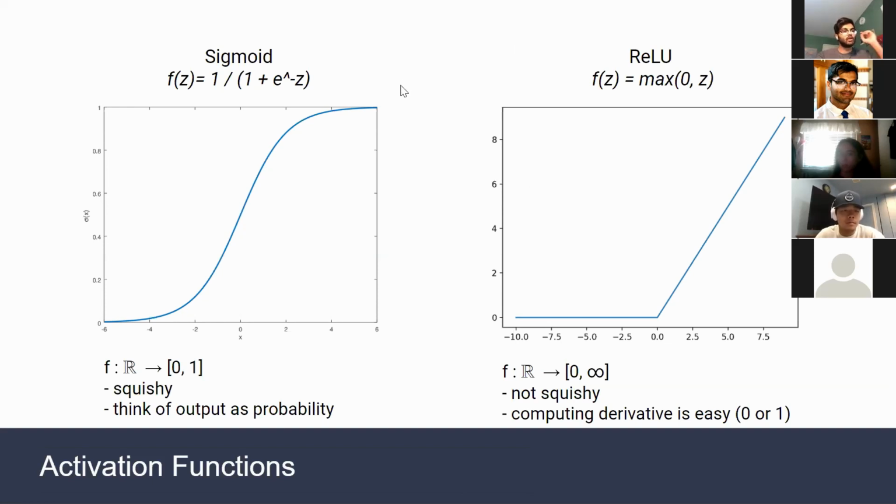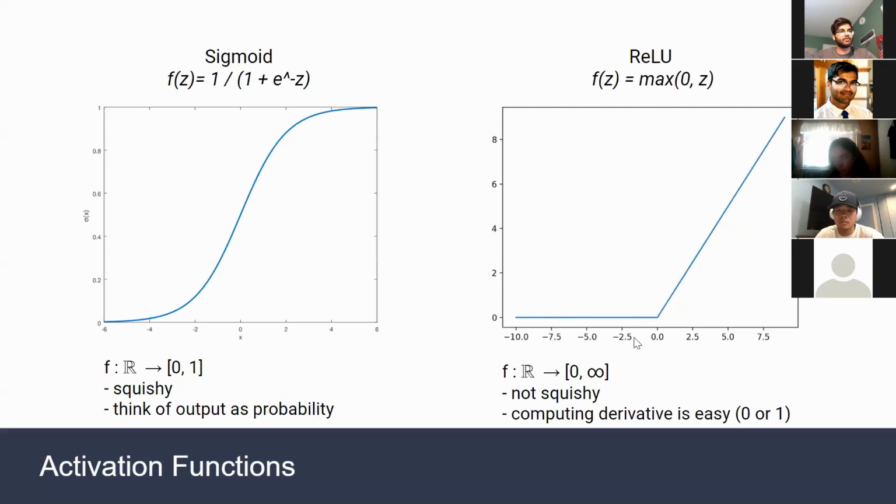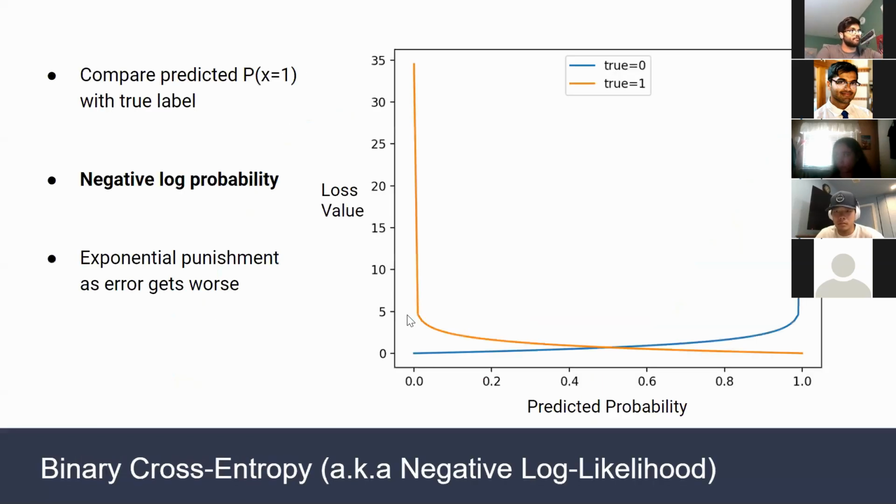And then ReLU is not a squishy function. So sigmoid is squishy. It squishes the entire real number line. ReLU just simply gives you the max of 0 and z. And the reason that it's become really popular recently is that it's super, super easy to compute the derivative, right? In this entire section, you basically just know if the input is negative or 0, then the derivative is 0. Otherwise, it's 1. So super duper easy. But yeah, the downside is that it is not squishy.